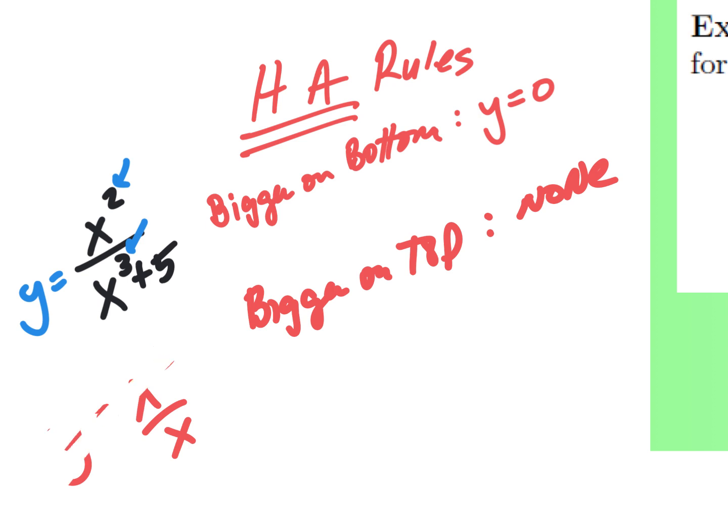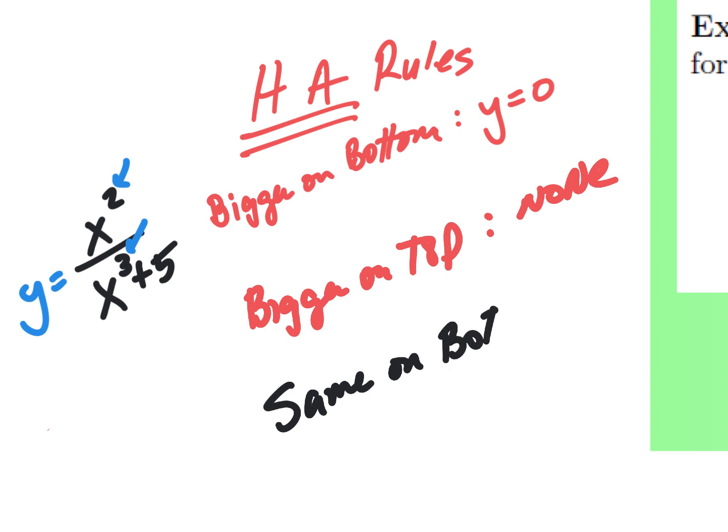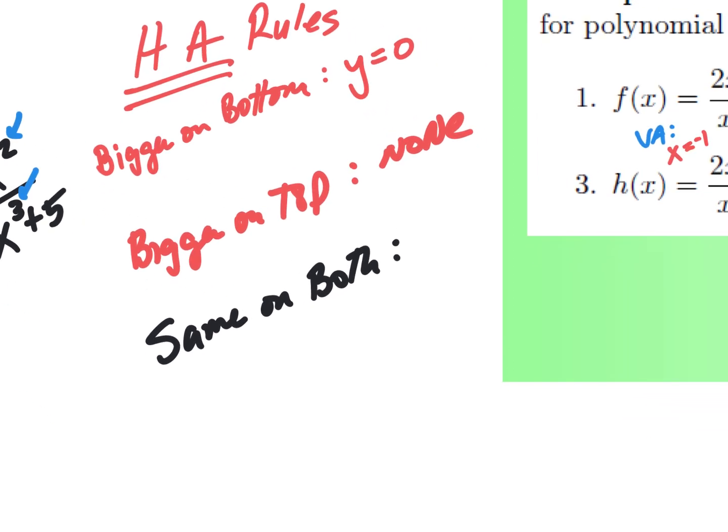There's one last scenario. Kind of like the discriminant. It was either bigger than 0, or it was less than 0, or it was equal to 0, okay? So this is either bigger on top, or it's bigger on the bottom, or it's what? Come on, say it if you know it. Same. Same on both. If it's the same on both, then there's a rule that you take y equals a ratio.